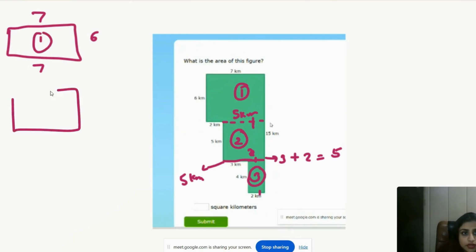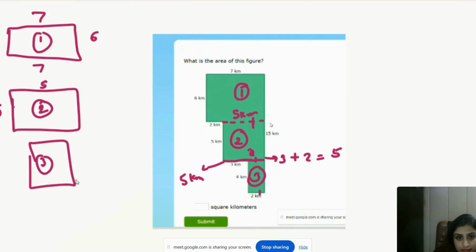If we talk about the second one, it is 5, correct? And 5 here. We're going to take this one, correct? And if we talk about the third one, the third says this is 2 kilometers. So it's going to be 2 here and 2 here, right? And this is going to be 4 here and 4 here. Am I right? Now we have got the dimensions of all of these figures, right?